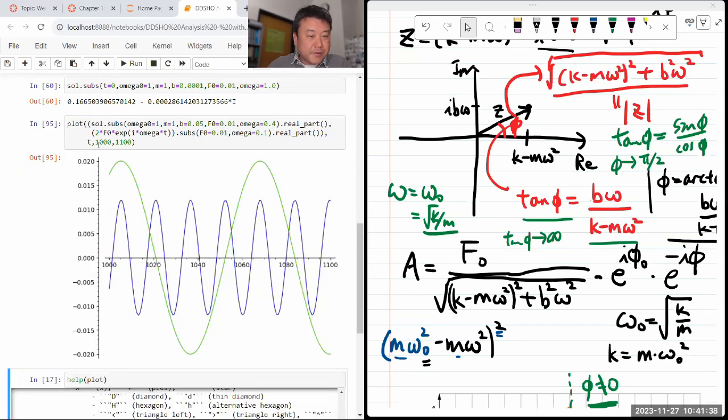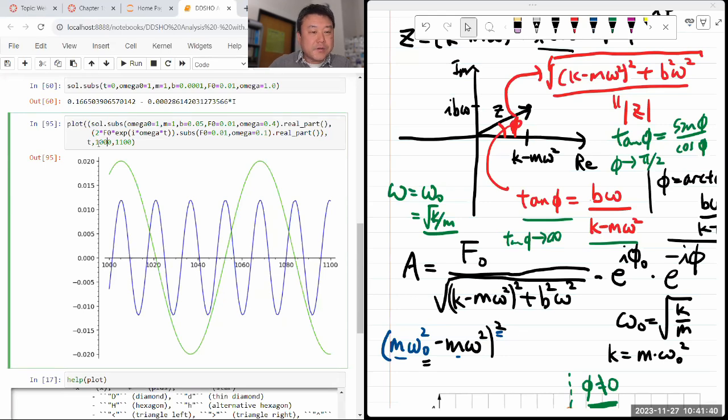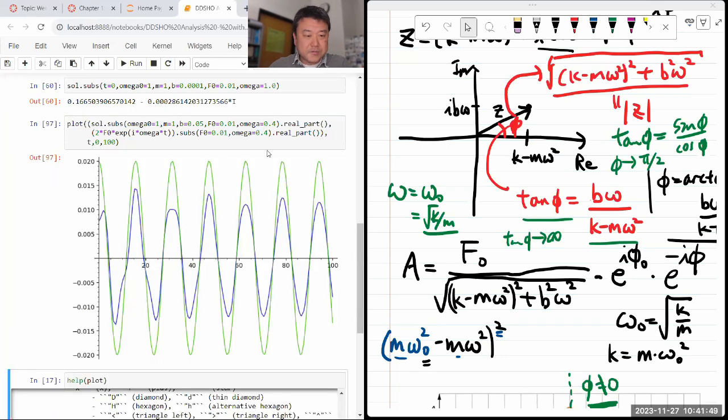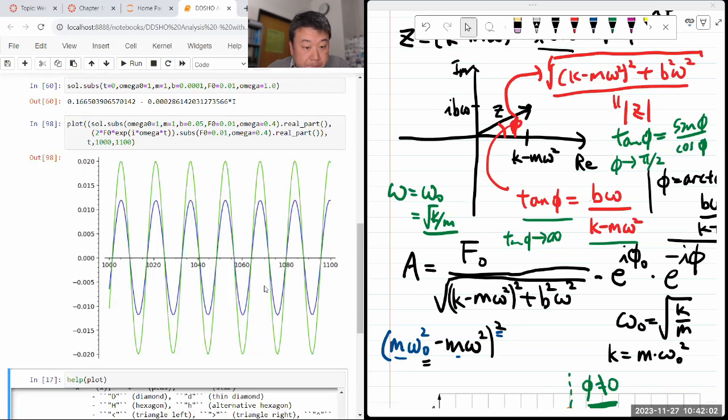It's doing something weird. By weird I mean, oh wait, I know why. I should have changed both numbers. Okay, so let's go back to a long enough time later so that the transients have died out, and they are still right in phase. And I don't think that's what I wanted to see.